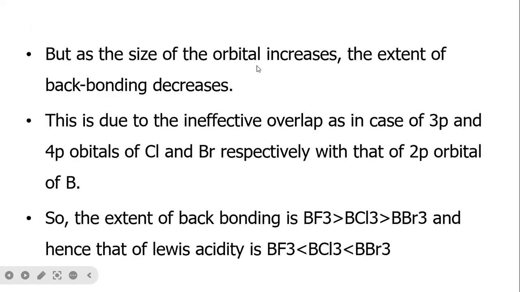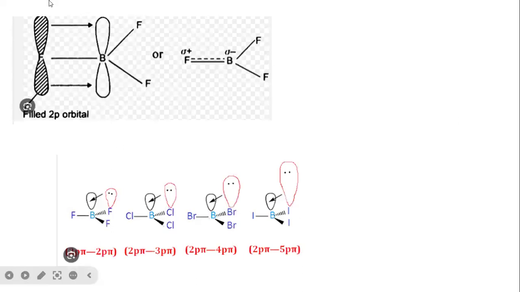But as the size of the orbital increases, the extent of back bonding decreases. This is due to the less effective overlap, as in the case of the 3p and 4p orbitals of chlorine and bromine respectively with the 2p orbital of boron. So the extent of back bonding is BF3 > BCl3 > BBr3, and hence the Lewis acidity is highest in BF3 and lowest in boron tribromide. This is the back bonding of fluorine in boron.